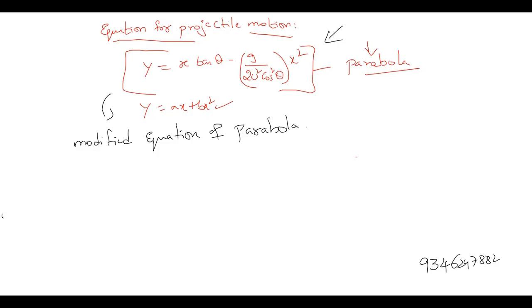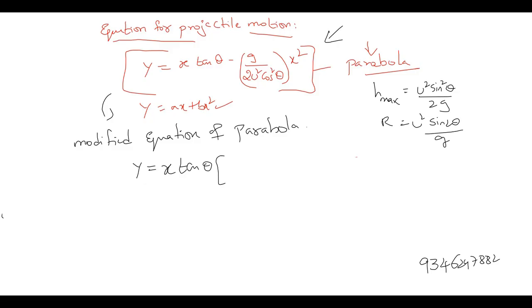Okay, how to modify this equation? Very simple. Y is equal to, from this, take x tan theta common. Once again, I'll write here all the formulas: H maximum is equal to u square sin square theta by 2g. Range is equal to u square sin 2 theta by g. And the time of flight is equal to 2u sin theta by g.